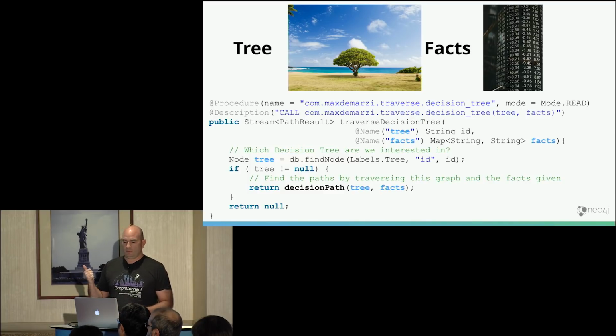So this thing is going to take some input, like I said, our tree, which is a string of where the tree is, and then a set of facts. It could be anything. We're going to find the tree in our graph. And then we're going to call the decision path method that I'm going to explain next, which takes the tree and the facts. All right? And then we go on a return. Piece of cake, nothing crazy here.